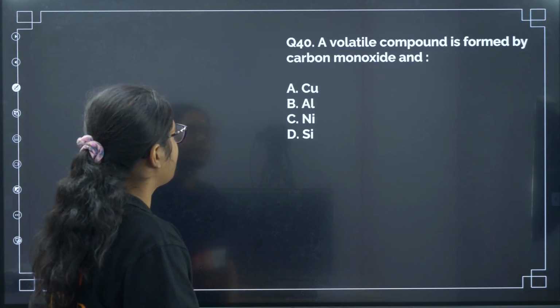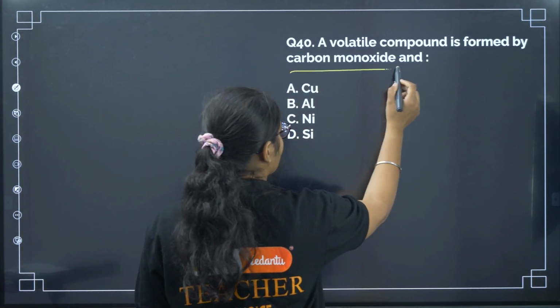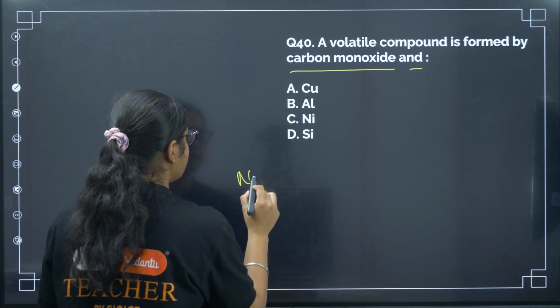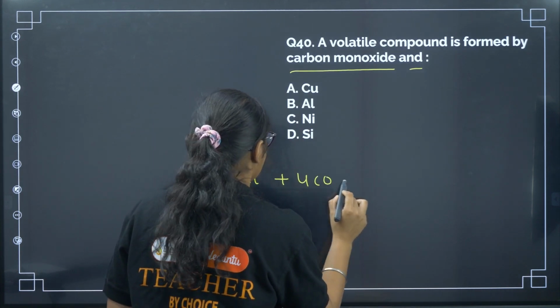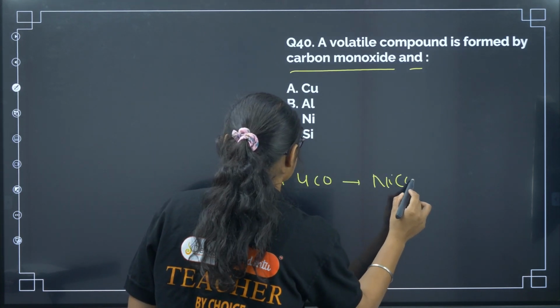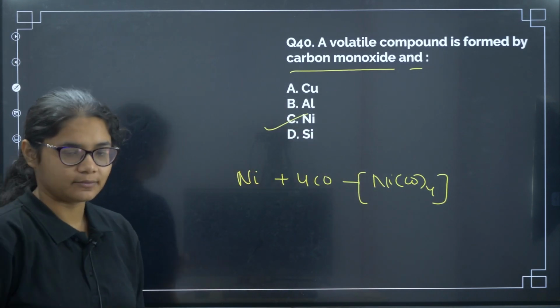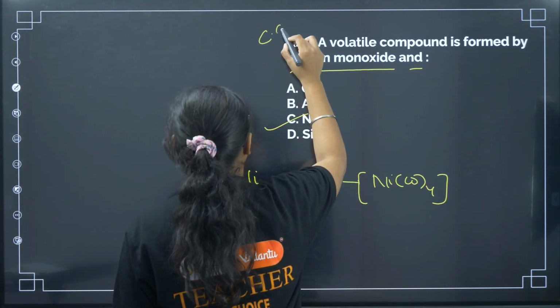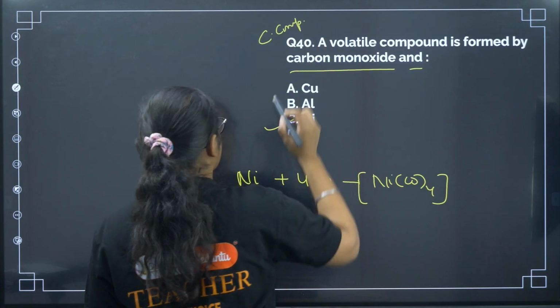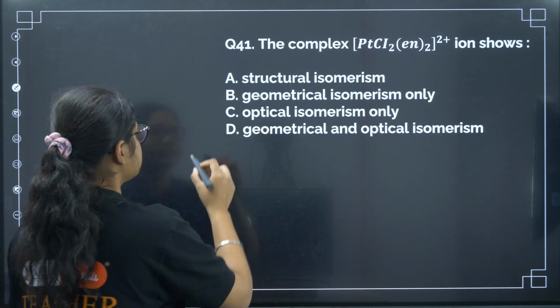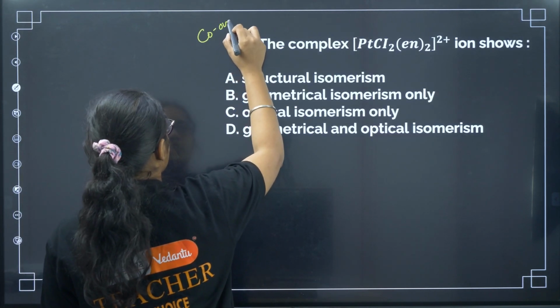Next, a volatile compound is formed by carbon monoxide and, so if you know nickel is there, if you treat it with 4CO, we will get Ni(CO)4, which is a volatile compound, right? So the correct answer for this question is option number C. So this question is also from coordination compound. Next. So the next question is also from coordination compound.